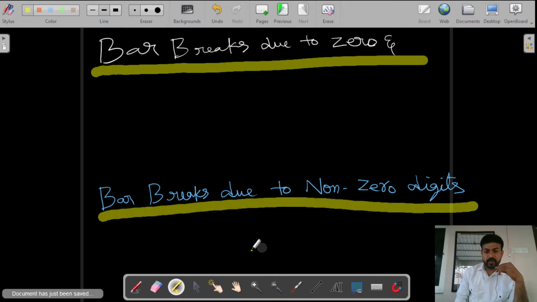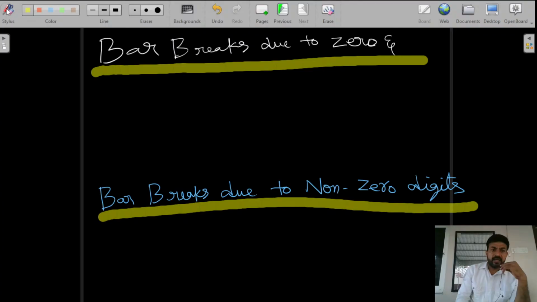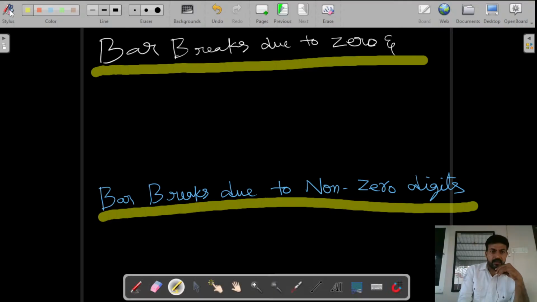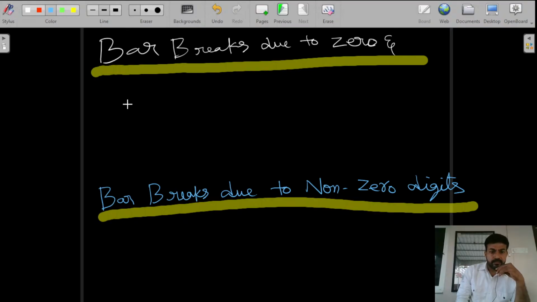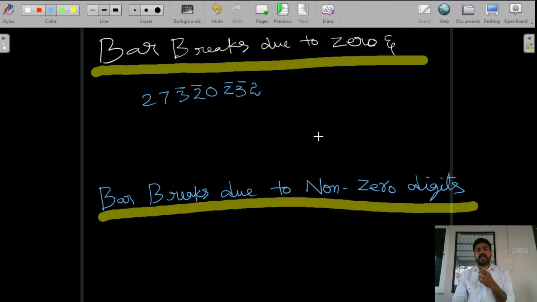Very simple topics in devinculation. See, when you are doing devinculation, for example, you might have bar breaks, for example 2 7 bar 3 bar 2 0 bar 2 bar 3 2. So there is a number like this.